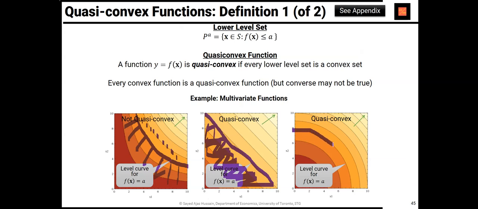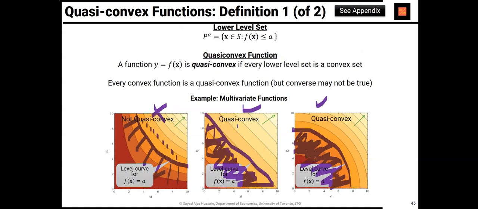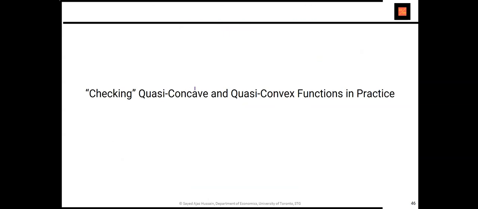And what about this one? The lower level sets, of course, are all x1, x2 combinations right here. That is a convex set. So this is a quasi-convex function. So is this, but not this. Notice that some quasi-convex functions can coincide with quasi-concave functions, that are both quasi-concave and quasi-convex. And by the way, every convex function is quasi-convex, but not necessarily the other way around.